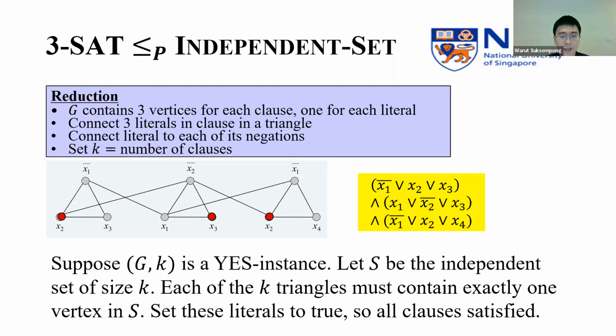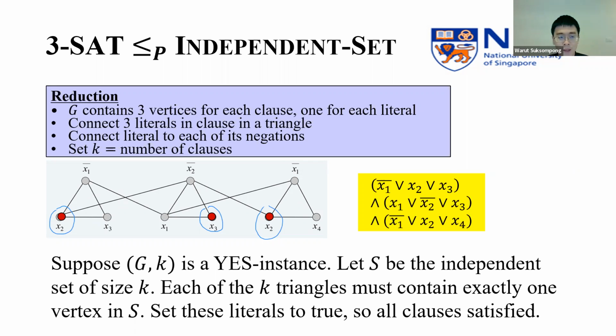So if we set these literals that we've chosen in each triangle to true, then all clauses will be satisfied. Here we set x2 to true from the first triangle, we set x3 to true, and again we set x2 to true. So x1 and x4 can be anything, it doesn't matter. But already this choice ensures that every clause will be satisfied, because there's at least one literal that's set to true. And the independent set property guarantees that we're not going to run into trouble.